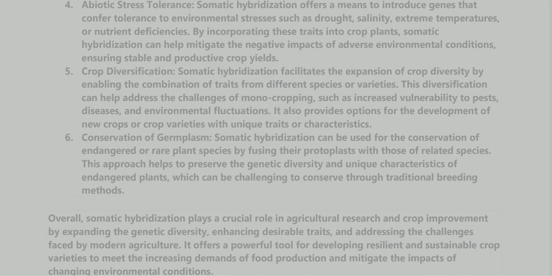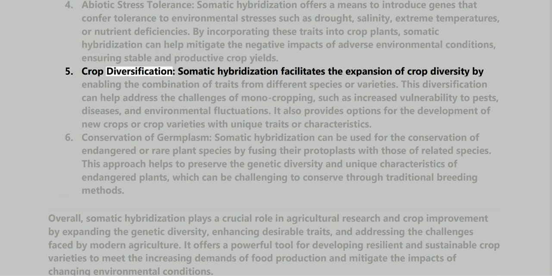4. Abiotic stress tolerance. Somatic hybridization offers a means to introduce genes that confer tolerance to environmental stresses such as drought, salinity, extreme temperatures, or nutrient deficiencies. By incorporating these traits into crop plants, somatic hybridization can help mitigate the negative impacts of adverse environmental conditions, ensuring stable and productive crop yields.